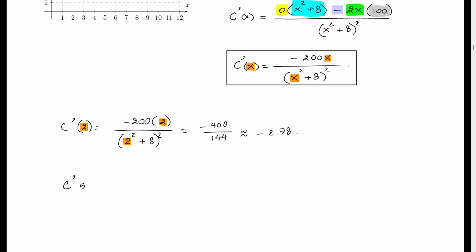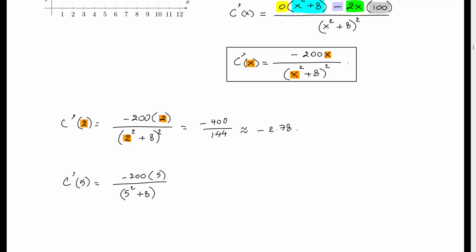For c prime of 5, pretty much the same idea. We're going to take negative 200 and we're going to multiply by 5, so replace the x with 5. Same thing again, 5 squared plus 8, and we will square the denominator. So again, I'm taking the original c prime of x and I'm replacing all the x's with 5 because that's what the question asked me to do. And this is negative 1,000, all divided by 5 squared is 25. 25 and 8 is going to be something like 33 squared. And roughly speaking, when you put this in your calculator, you're going to end up with negative 0.92.